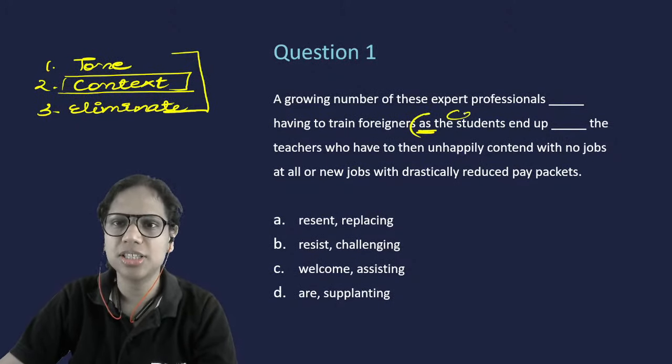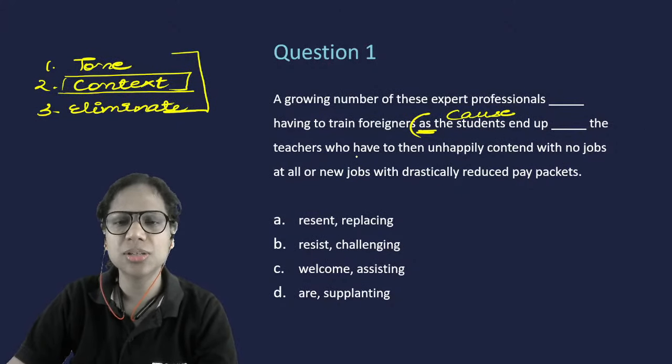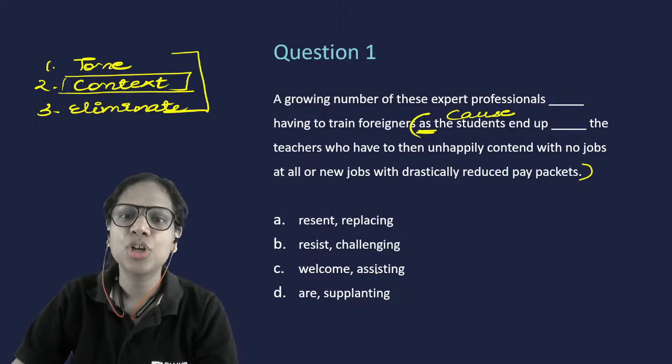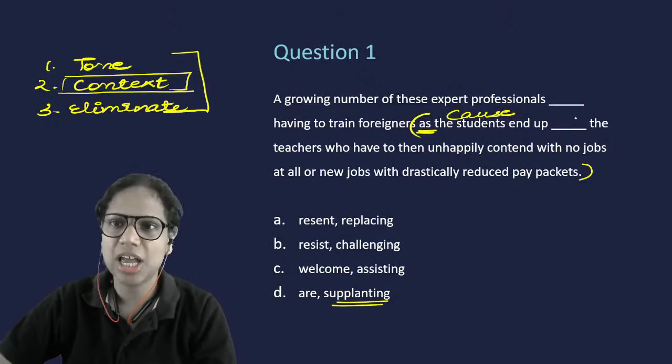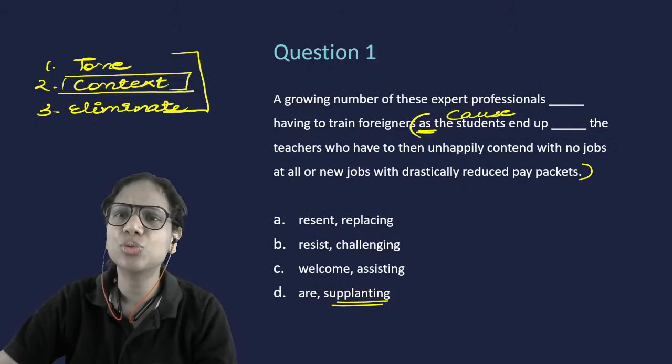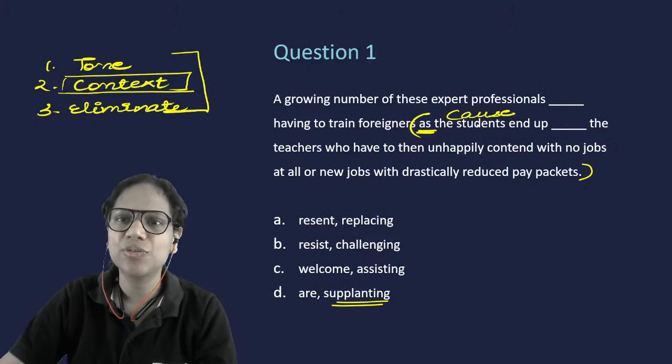So this part here is the cause. As the students end up dash, the teachers who have to then unhappily contend with no jobs at all or new jobs with drastically reduced pay packets. So this is the cause and this is the effect. If supplanting means replacing, I'm sure that's why you've said that D is the answer. So if these students end up replacing, if this is the cause, then what will be the effect of it?